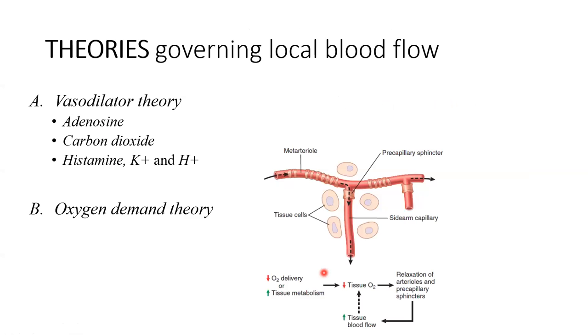Okay, let's move on. So we talked about the theories governing local blood flow. So broadly speaking, very broadly speaking, we have the vasodilator theory, and then we have the oxygen demand theory. Let me say this once here, and then I'll repeat it later on. These are the theories of local blood flow or any blood flow, okay? They will be used in various physiological mechanisms later on. So remember, theory is a big thing, and theory has many applications. So let me give you an example.